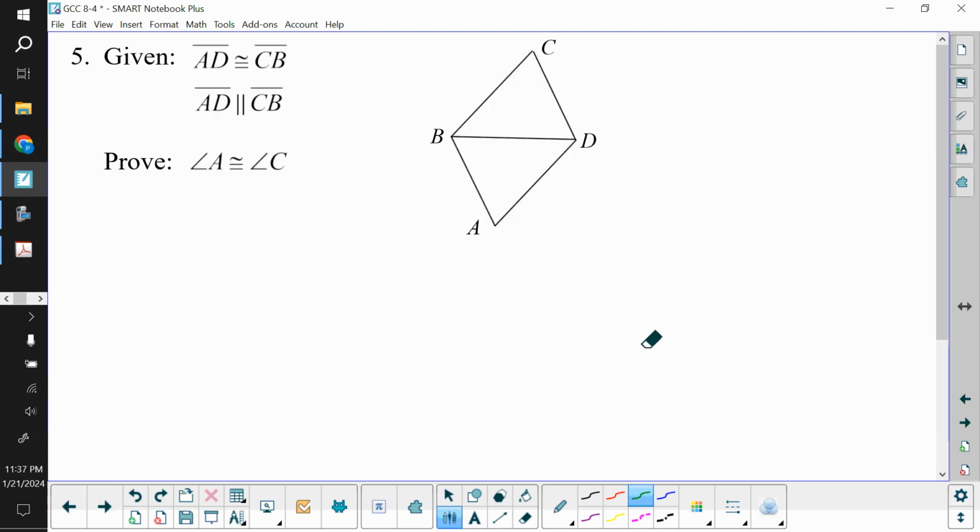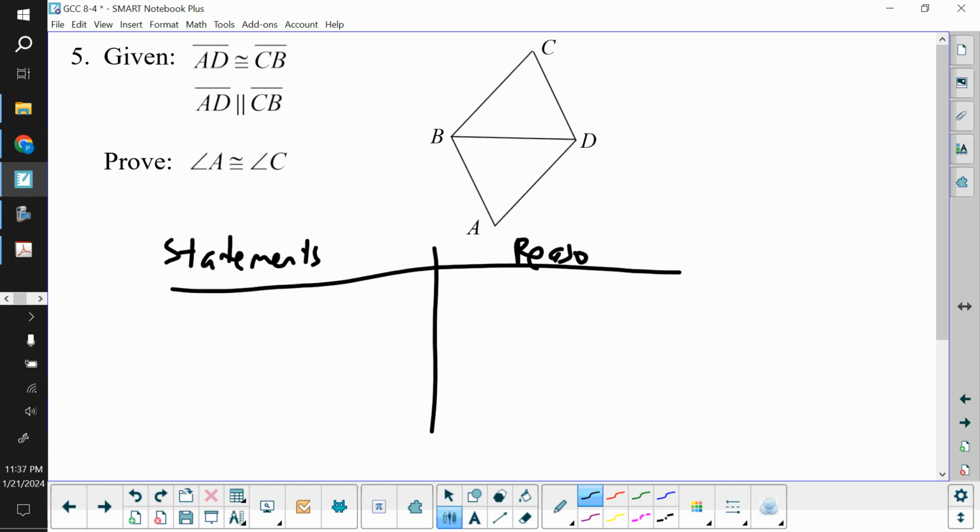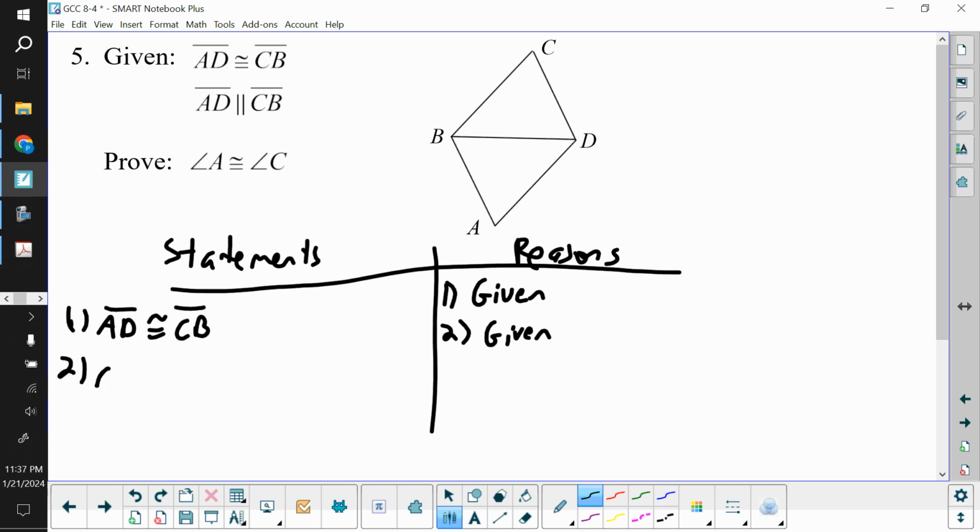So one last one we'll look at, number 5. Go ahead, do statements, reasons, and givens. So tick marks on AD and CB. We'll also have arrowheads on AD and CB for being parallel.